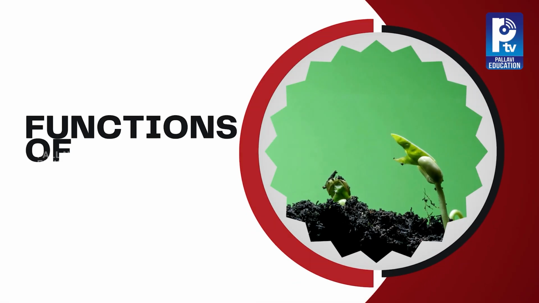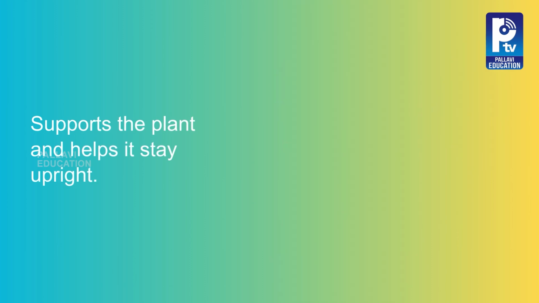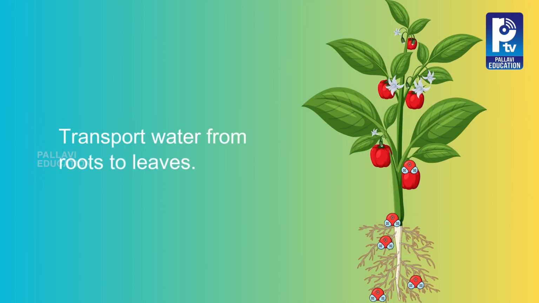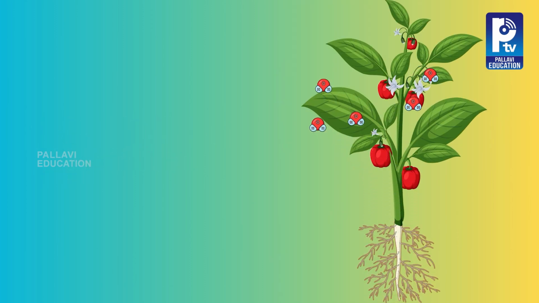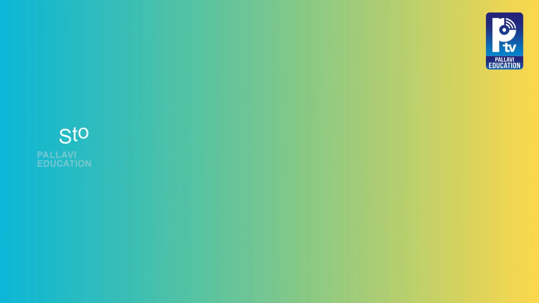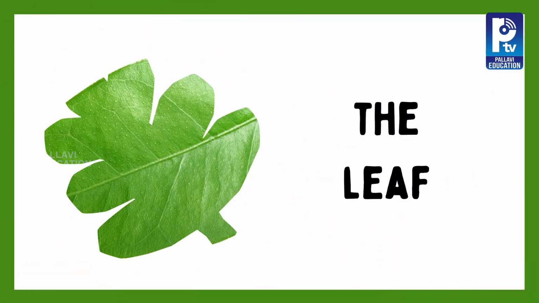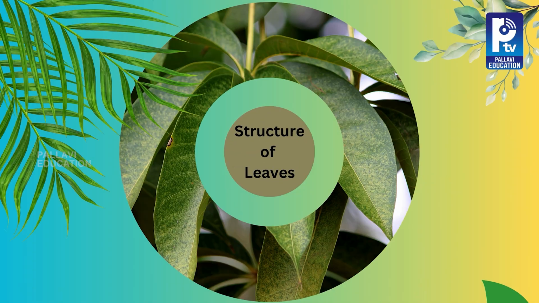The main functions of the stem are to support the plant and help it stay upright, transport water from roots to leaves, carry food prepared by leaves to other parts of the plant, store food in some plants like sugarcane and potato. Leaves are one of the most important parts of a plant because they make food through photosynthesis. But how do they do this? Let's explore the structure of a leaf.